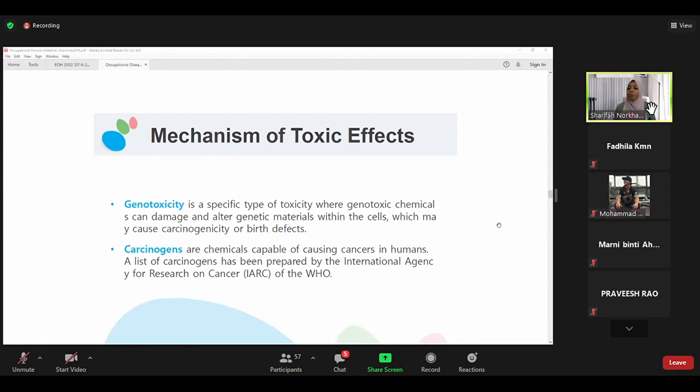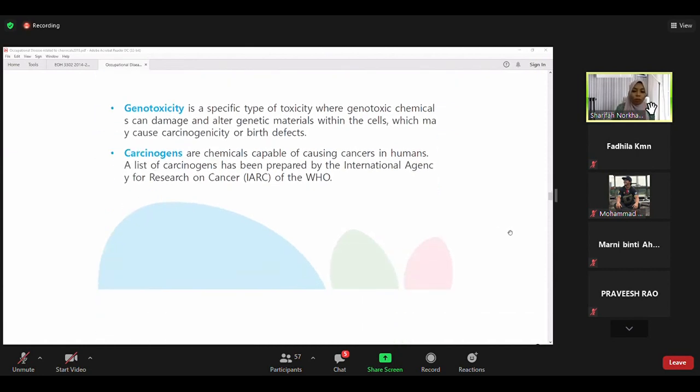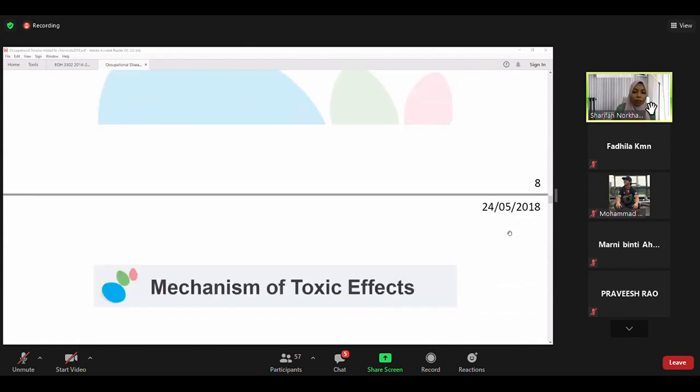And then it also can cause carcinogen. Carcinogen is cancerous lah, ataupun can cause cancer. Okay. Alright, so these are a few that I can share with you.